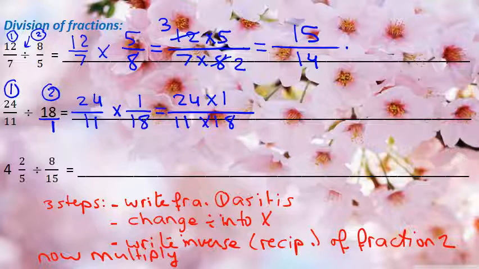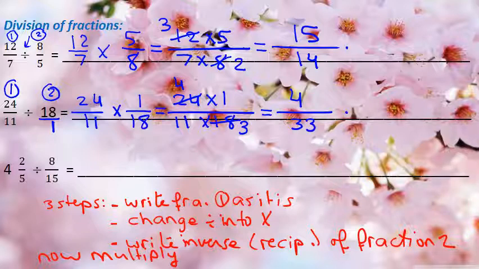Any common factor between 24 and 11? No. Between 24 and 18, they are both divided by 6. 24 by 6 is 4, and 18 by 6 is 3. No more common factors. 4 times 1 is 4, and 11 times 3 is 33.